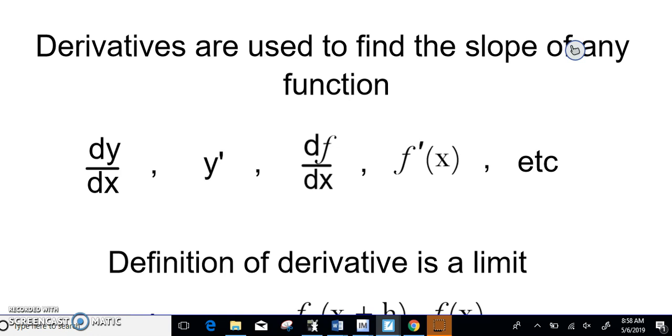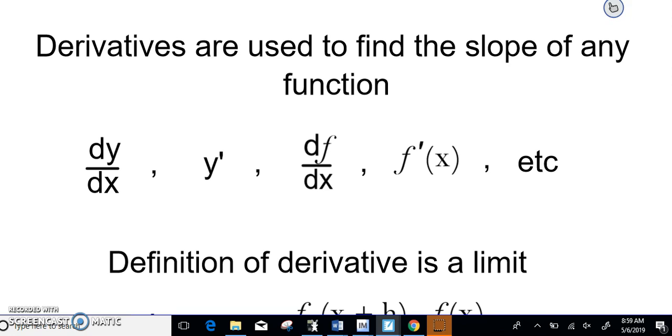And here we're talking about derivatives are used to find the slope of any function. So that could be a linear function, a quadratic function, cubic function, log function, exponential, every type of function, even trig functions. So with this, if you look at all these parts here, I give you the actual symbols for all the different types of derivatives you can have.